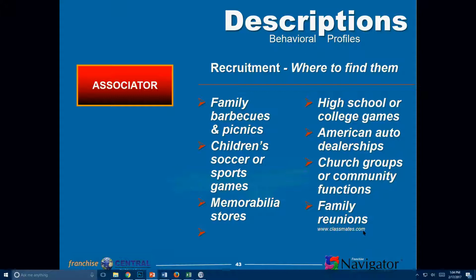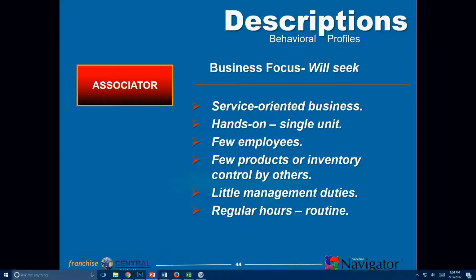Church groups, community functions, anything like that. Family reunions. So, you know, in some cases, we advise our clients to advertise on websites such as Classmates. So the kinds of businesses that they're going to seek are service-oriented, not sales and marketing. And the reason is, if you remember going back to the skills, they're basically sales averse. The way that they're going to communicate the value proposition of a product or a service is by establishing relationships. So they're relationship builders. Hands-on, single unit, they love routine.